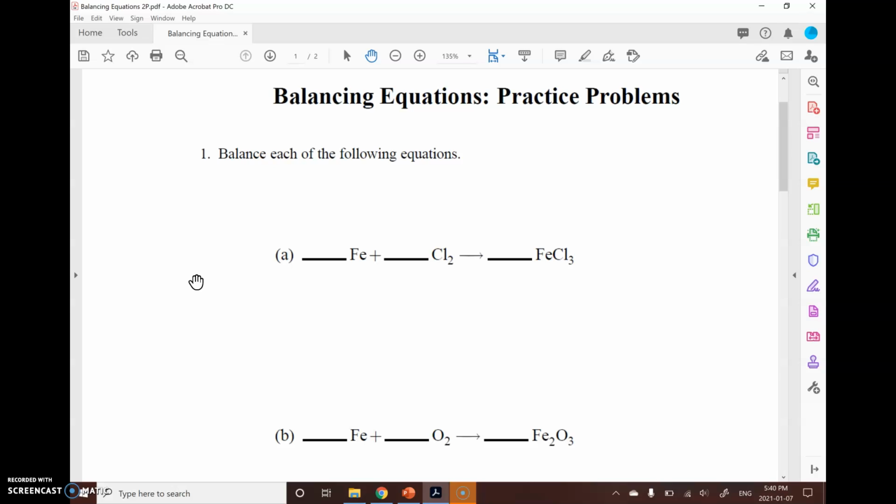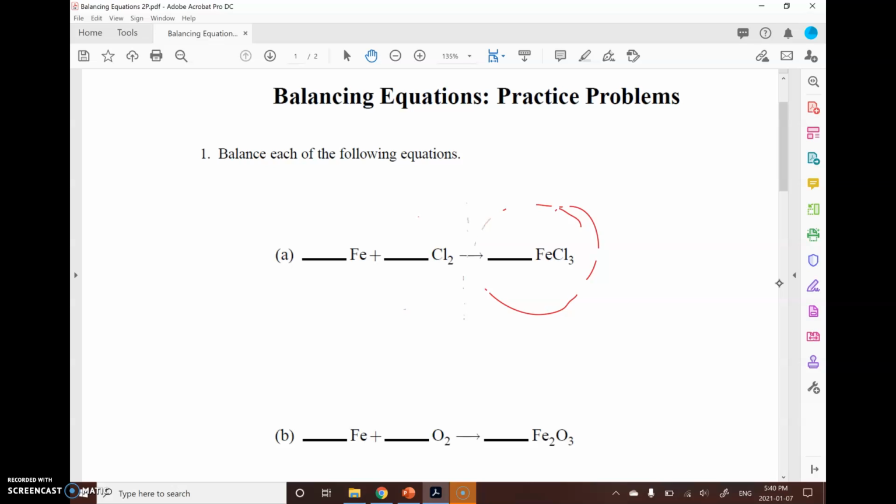The first thing you want to do is put everything that you see in this equation straight down this line here, okay? What we're doing is balancing all of the atoms on this side of the equation and making sure that they equal this side of the equation. Okay, so let me just get rid of this.